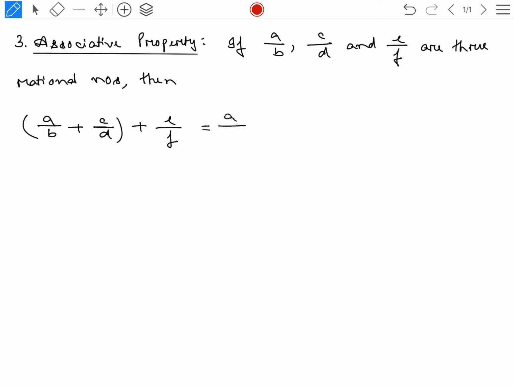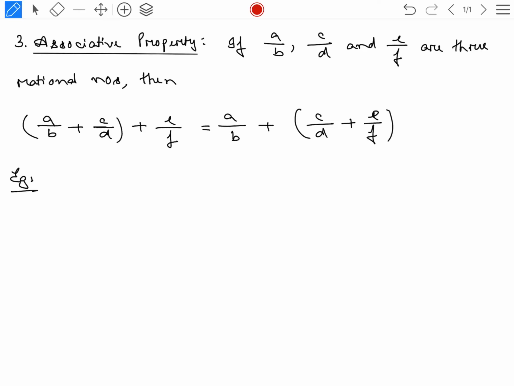It will be equal to, if I group the second two numbers instead, A by B plus, grouping the second two numbers, C by D plus E by F. The values that we get will be the same. Understood? So this is the associative property. For example, look at one example. You'll take the notes. Take out your copies, pause the video, and take the notes.